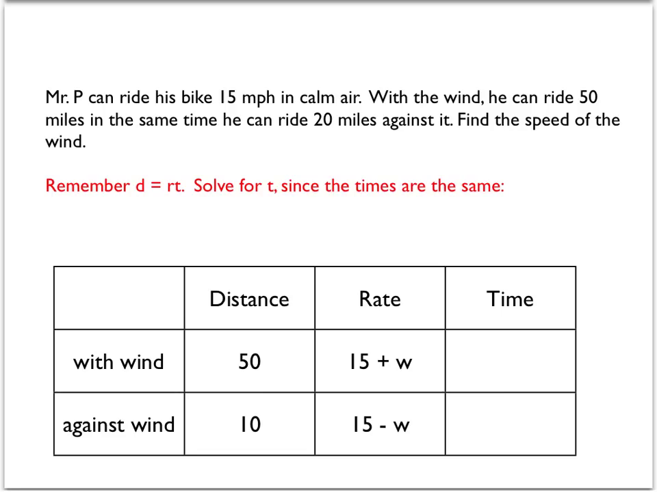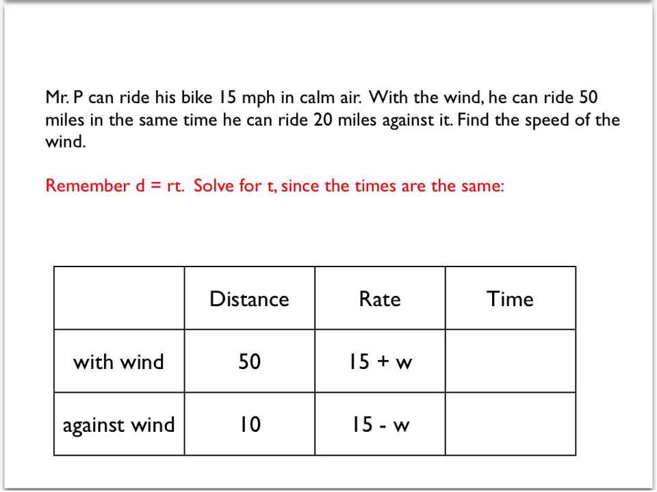So notice it says I can ride my bike 15 miles per hour in calm air. That might be a bit of an exaggeration. With the wind, I can ride 50 miles, and in the same time I can ride 20 miles against it. Find the speed of the wind.